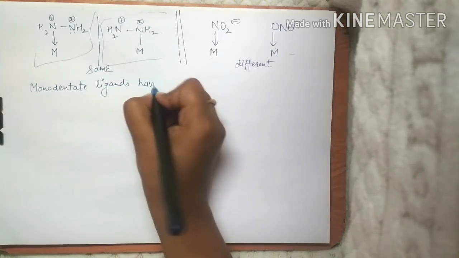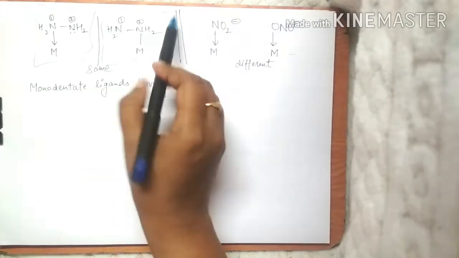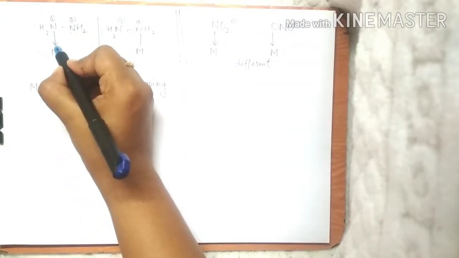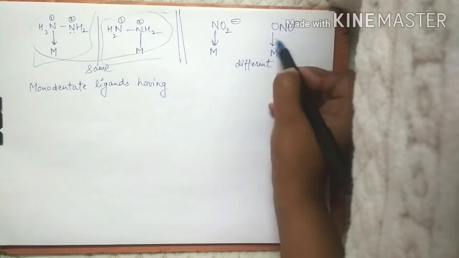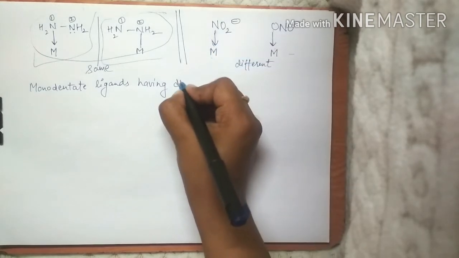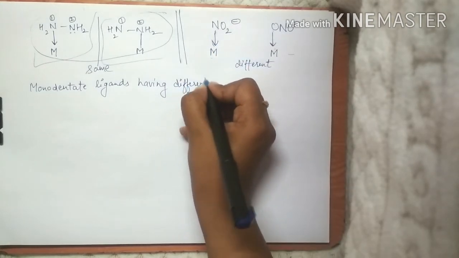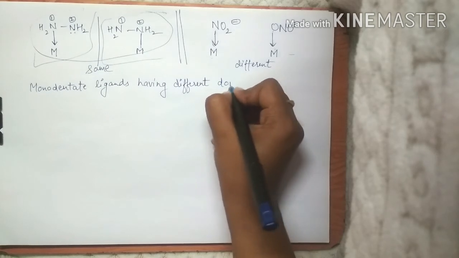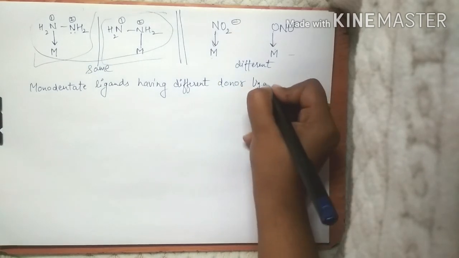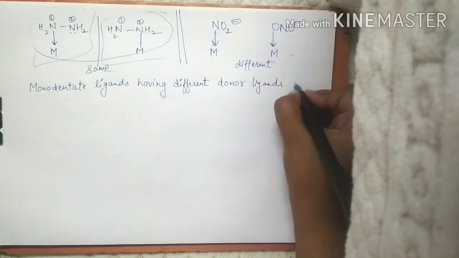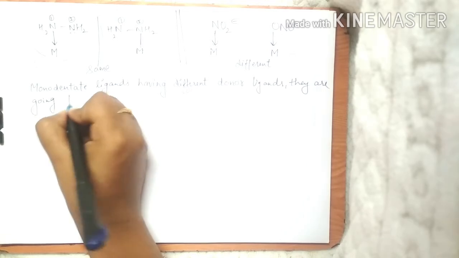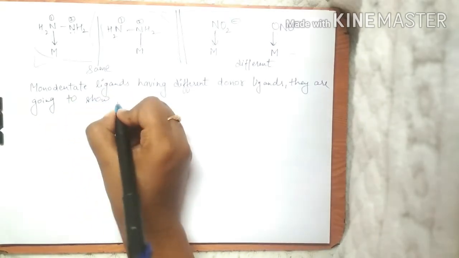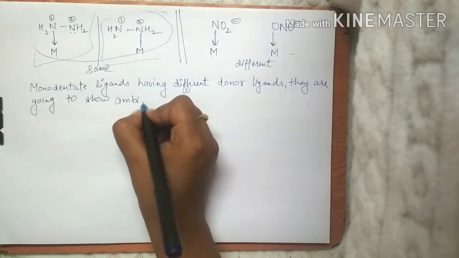having different donor sites. Here the donor sites are the same, that is nitrogen and nitrogen, right? Here the donor sites are different, nitrogen and oxygen. So I am considering the case of ligands having different donor sites. Okay, they are going to show ambidentate behavior.